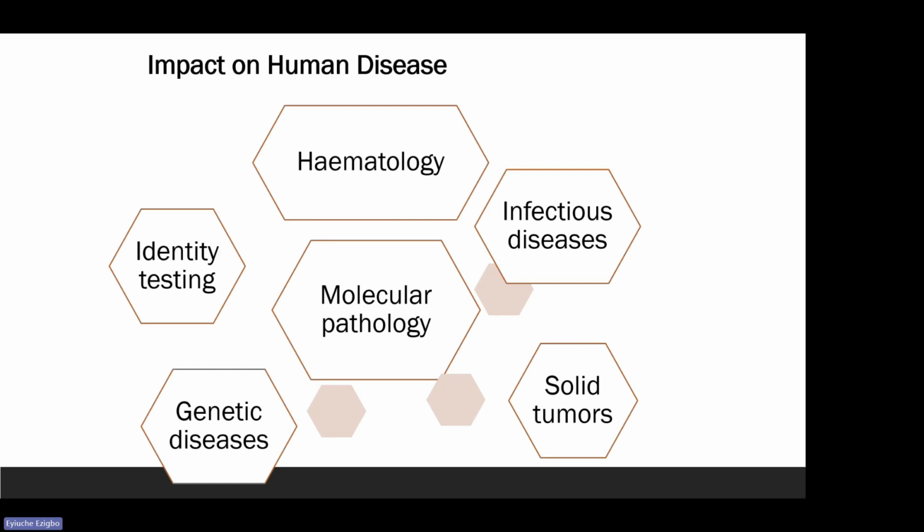So, impact on human disease. Molecular pathology has very broad applications in hematology, infectious disease. It cuts across all areas of science. There's no area of science where you can get genetic material, anywhere where you can get the DNA. Of course, you know, the DNA is contained in the nucleus. The mature red blood cells, as you know, do not contain a nucleus.